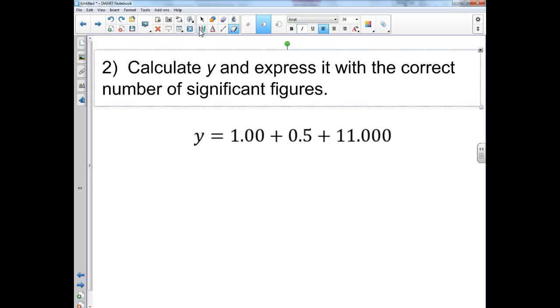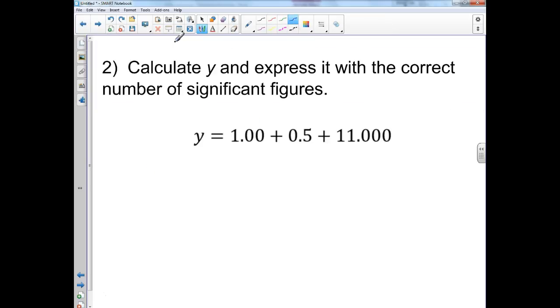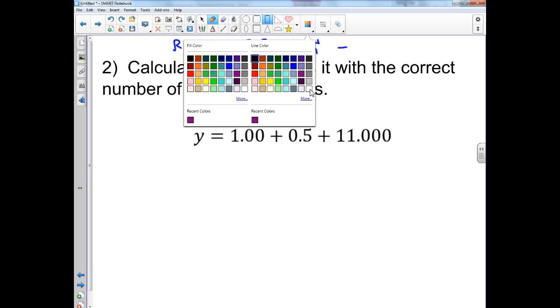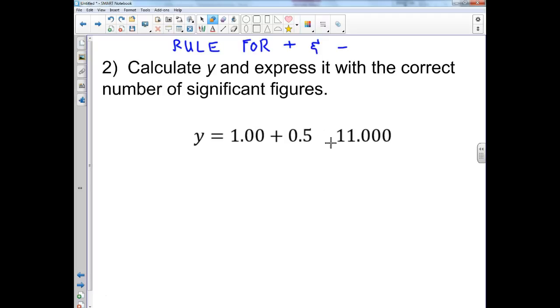Okay, let's see an example using the rule for addition and subtraction. Calculate y, express it with the correct number of significant figures. And you know what? Let's change this from plus 11 to minus 11, just so we're doing both. Okay, here's the new problem.